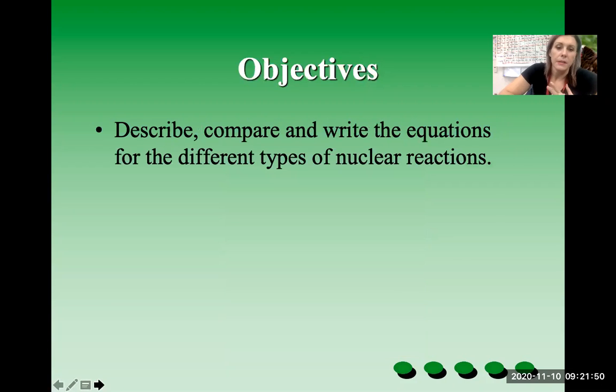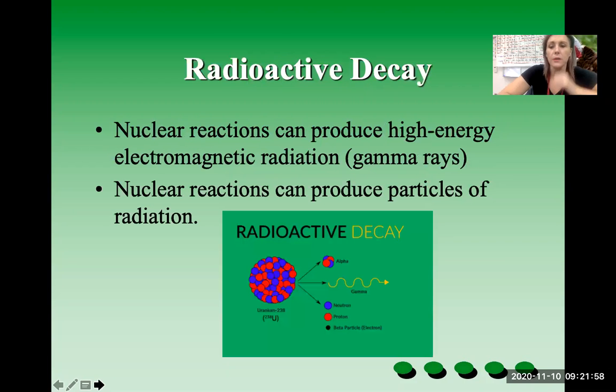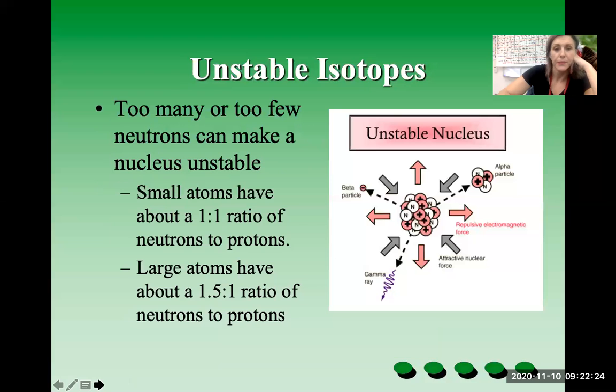All right, so our objectives today are to describe, compare, and write the equations for different types of nuclear reactions. So talking about radioactivity and radioactive decay, nuclear reactions can produce high energy electromagnetic radiation, or gamma rays. Nuclear reactions can produce particles of radiation. Anytime a nucleus is breaking down or energy is coming from the nucleus, that's radioactive decay. And that's when you hear of radioactivity. They are caused by unstable isotopes.